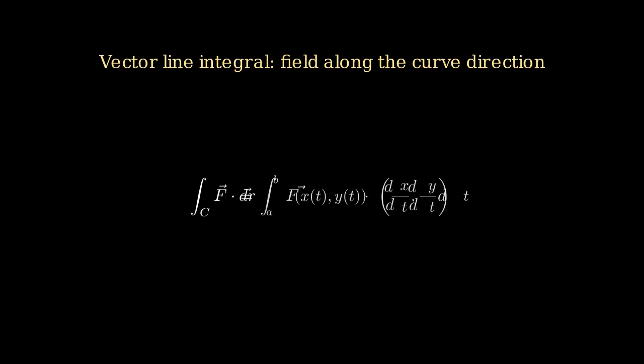A vector line integral instead adds up how much a vector field points along the direction of the curve at each point. In symbols, this is the integral over C of F dot dr equals the integral from a to b of F(x(t), y(t)) dot the vector (dx/dt, dy/dt) dt.